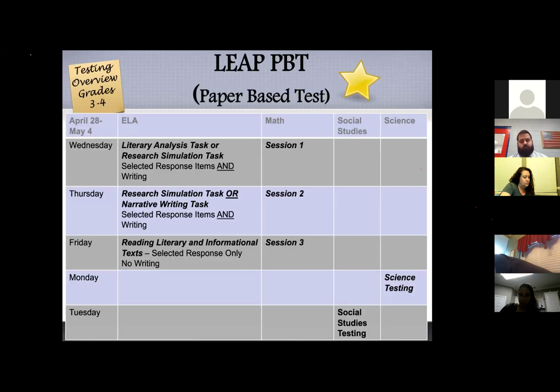Like I said before, the paper-based test, PBT, this is just a breakdown of what that looks like. On Wednesday, third and fourth grade students will both have one session of ELA and one session of math. On Thursday, they'll have one session of English and one session of math, and on Friday, one session of English and one session of math. When they come back on Monday, they will be taking the science portion, and then on Tuesday, the social studies portion. There are 2 or 3 sessions in each of those. That's just third and fourth grade.